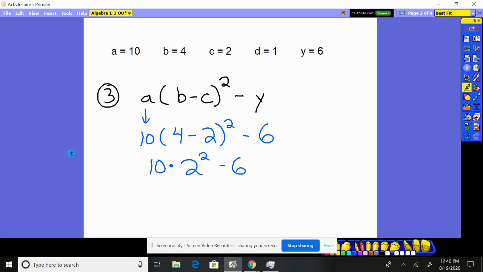We have multiplication, we have an exponent, we have subtraction. Exponents are more powerful, so it's going to be 10 times 2 squared is 4 minus 6. Now we do the multiplication. 40 minus 6, and 40 minus 6 is 34.